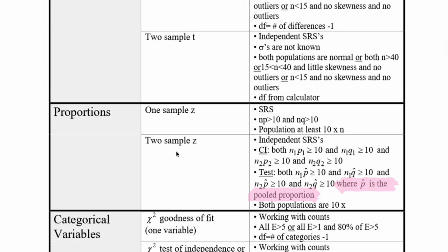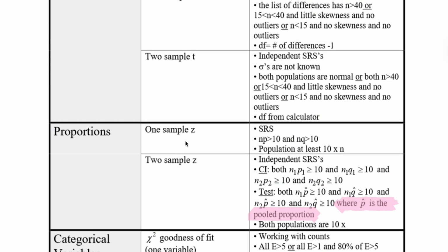For proportions, we have two situations, one sample z and two sample z. For one sample z, check the conditions: SRS, np greater than 10 and nq greater than 10, population at least 10 times n. In other words, the sample that we're taking has to be less than 10% of the total population.